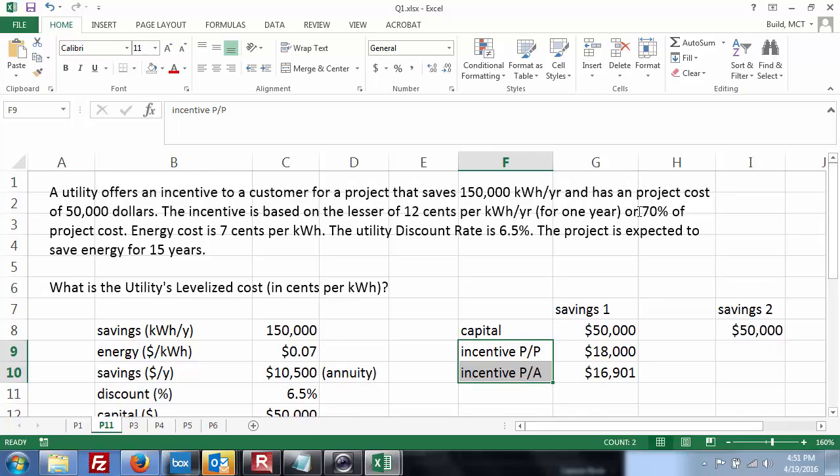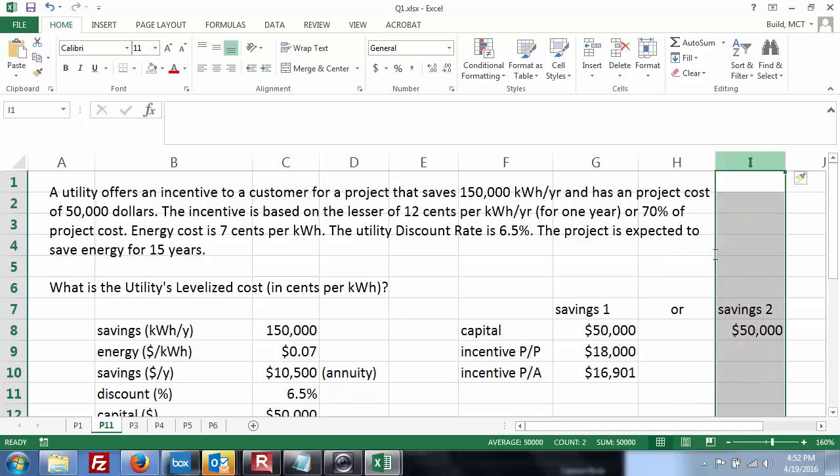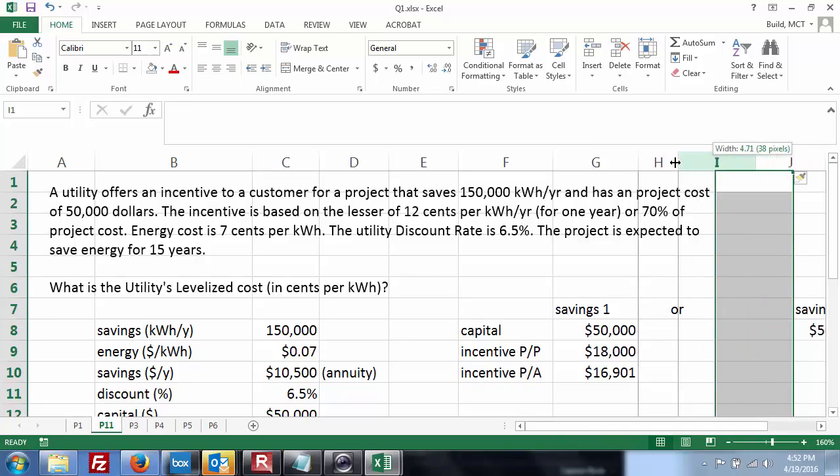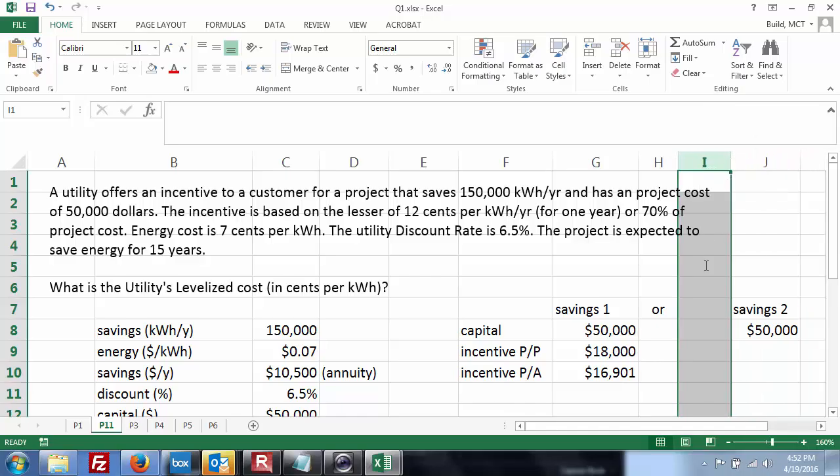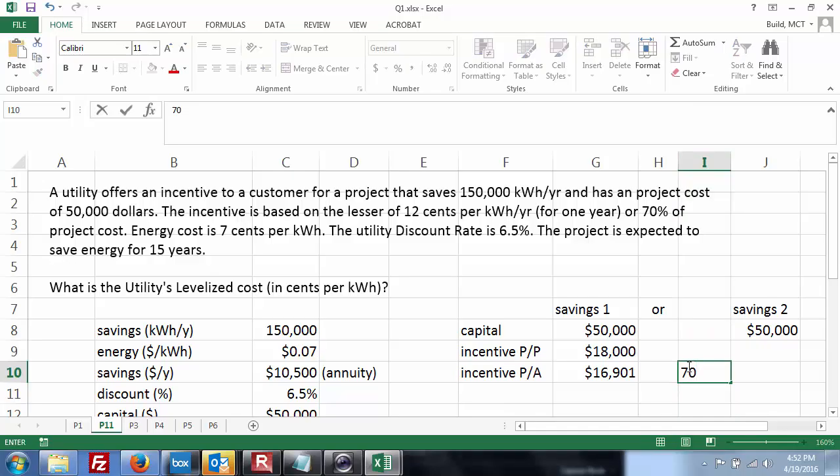Or, so now we're doing the or 70% of project cost. Just pop it in there. So here's our 70% equals, think, times 0.7.